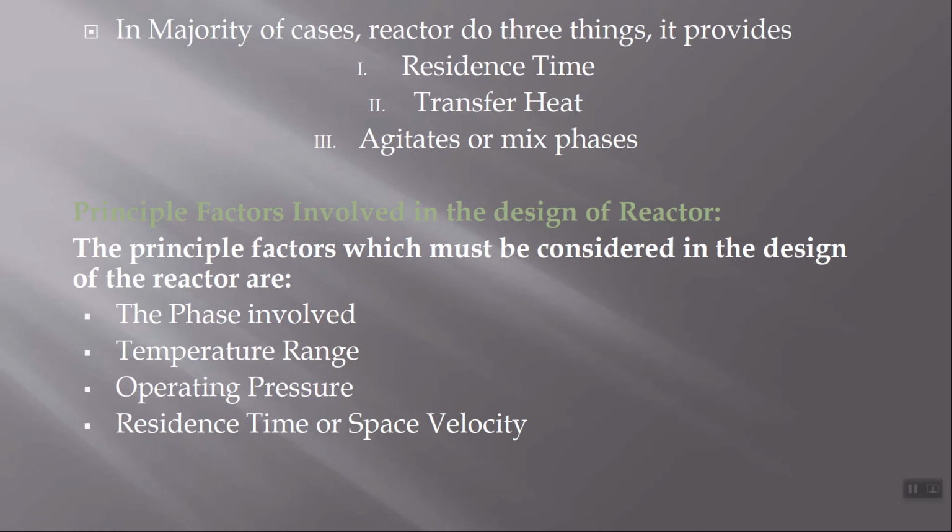And operating pressure. Some reactors operate under vacuum and some others need very high pressure. So adjusting the pressure and knowing the true pressure range is also important for reactor design. And as I mentioned before, residence time is another important factor that affects the reaction yield and the product ratio.